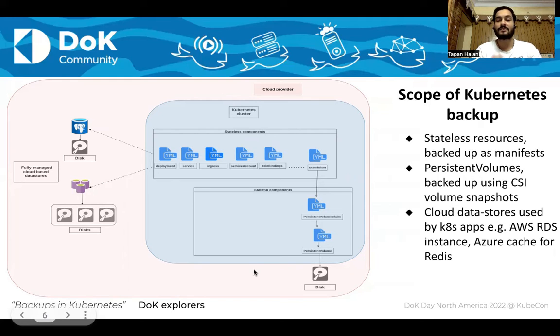What if the data store used by the applications in Kubernetes is running outside of Kubernetes? For example, an AWS RDS instance or an Azure cache for Redis cluster. Though these are fully managed services from cloud vendors with their own tooling for defining backups and restore processes, they become a vital part of a Kubernetes, or rather, cloud native backup strategy to provide a holistic and application consistent cloud native backup and restore process.